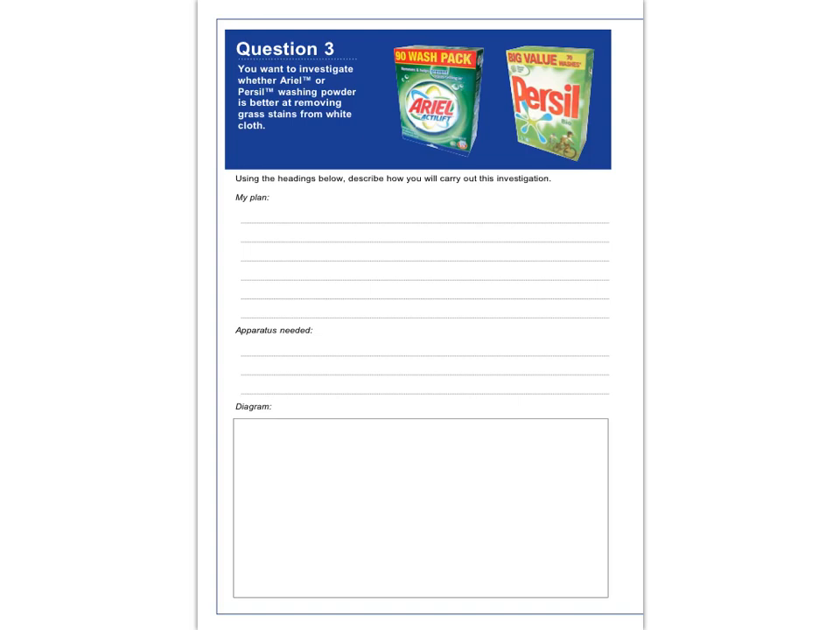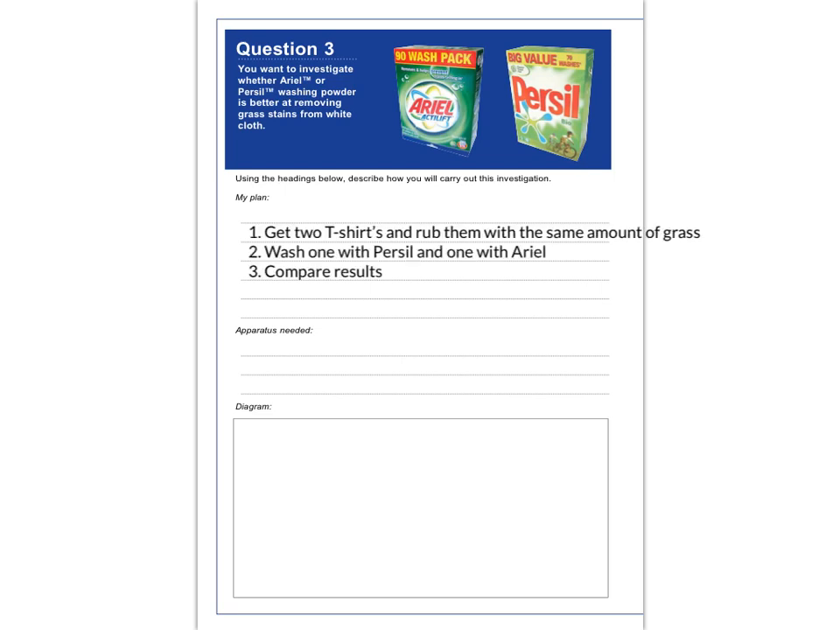So guys, in the final question, it was to investigate whether Ariel or Persil washing powder is better at removing grass stains from white cloth, and you had to come up with an experiment using the headings to carry out this investigation. So you're all going to have individual plans. My plan for this would be to get our 2 t-shirts and rub them with the same amount of grass, wash one t-shirt with Persil and the other with the Ariel, and then compare your results.